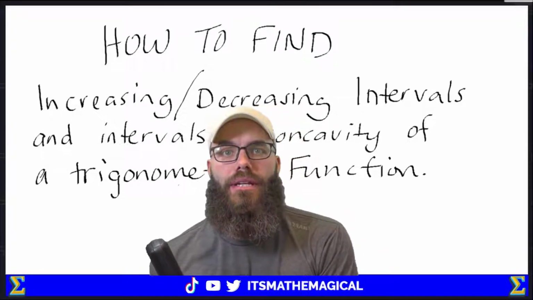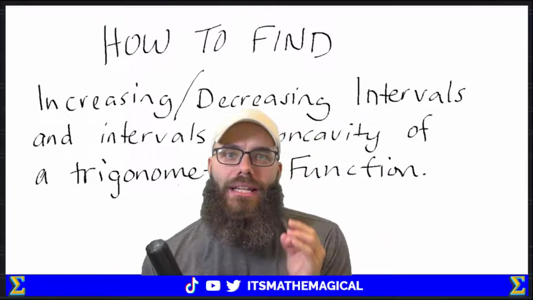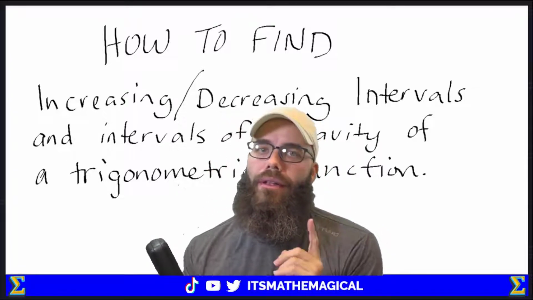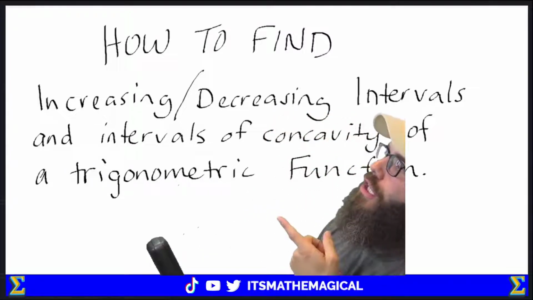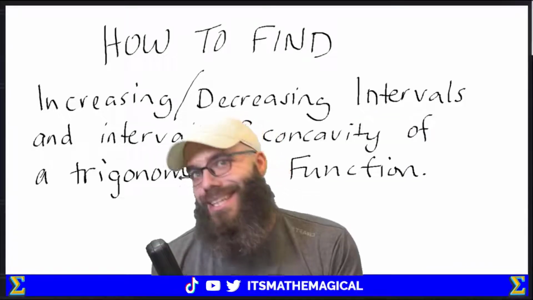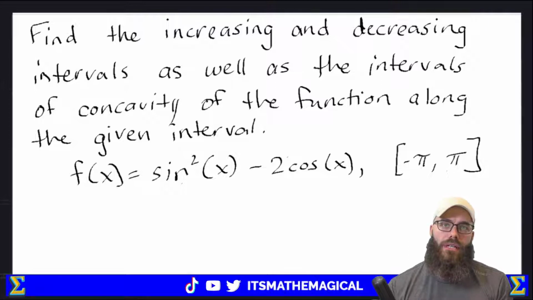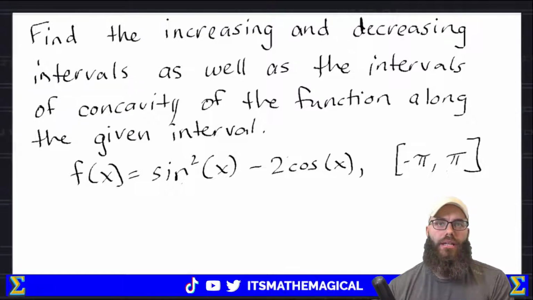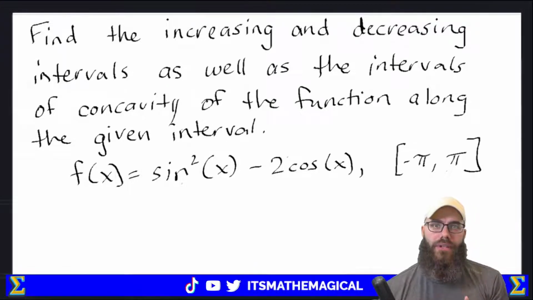This video is going to be geared toward a calculus class. We're going to talk about how to find intervals of increase and decrease, as well as intervals of concavity, for a trigonometric function. So let's get to it. f of x is equal to sine squared of x minus 2 cosine x along the interval negative pi to pi. So that interval is very important.